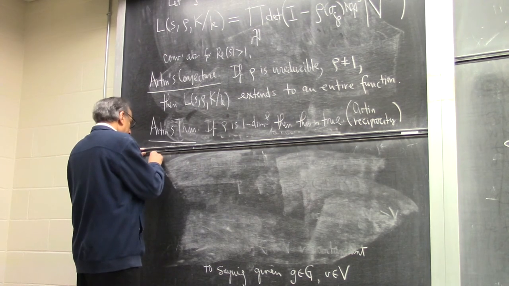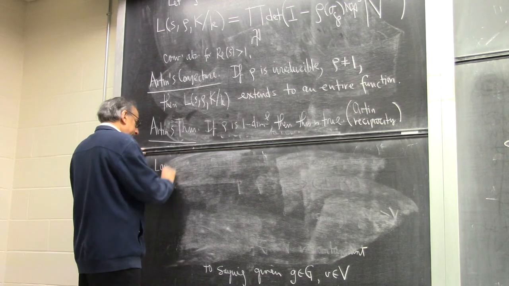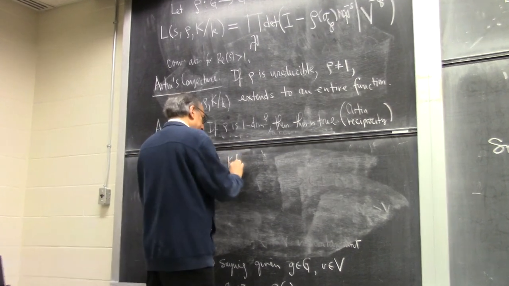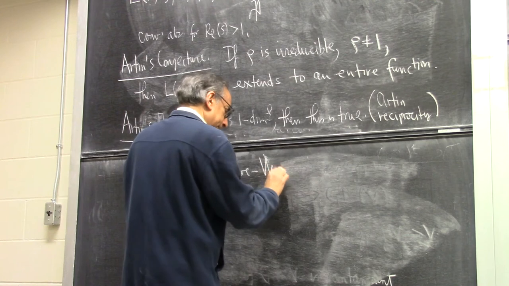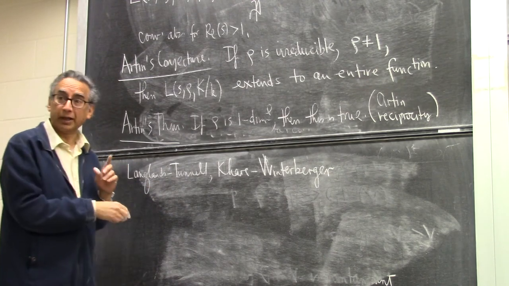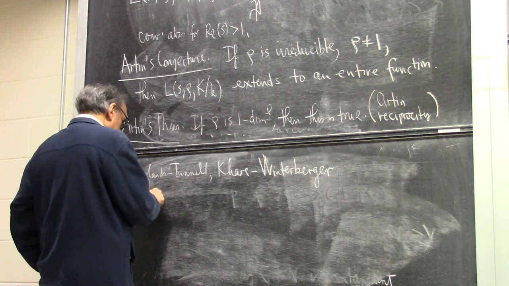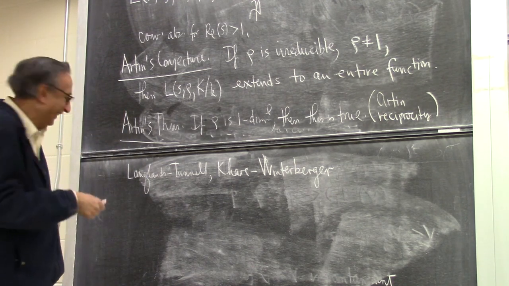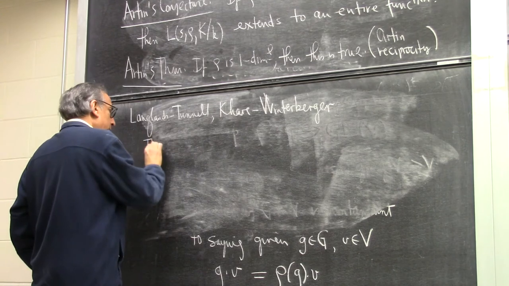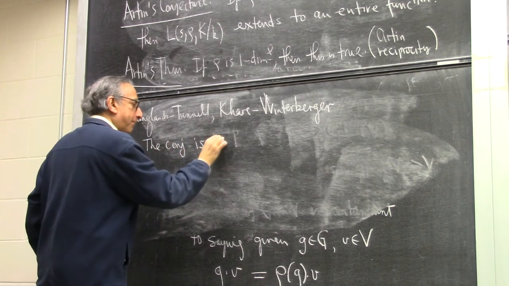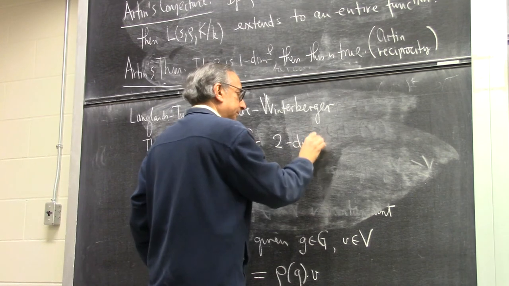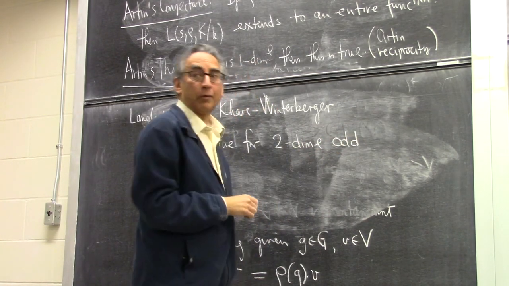Then we have a theorem due to Langlands, Tunnell, and Carayol. Combining all their works, I'm not saying that they did a joint work, but in some abstract sense they did joint work. What they proved is that the conjecture is also true for two-dimensional odd Galois representations.